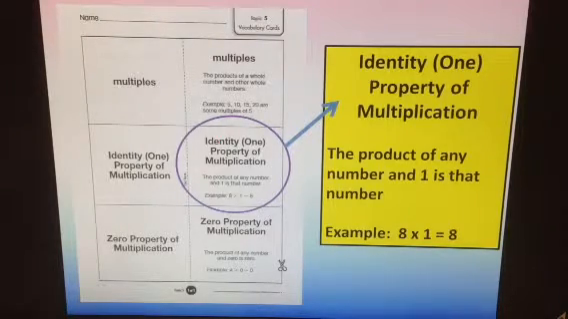We talked about some important terms that we need to know for this lesson. The identity, also known as the 1 property of multiplication, says that the product of any number and 1 is that number. So for example, 8 times 1 is 8, or you could say 17 times 1 is 17. 3042 times 1 is 3042. Any number times 1 is that number.